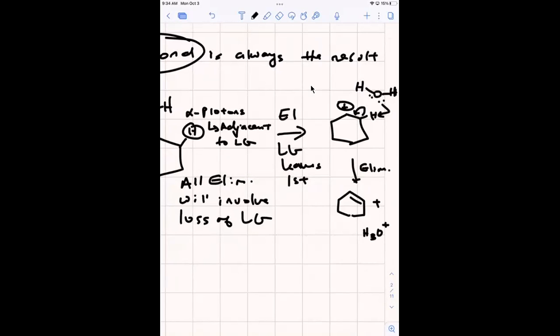Now, there are other ways to discuss this as well, because you could also have the conjugate base from the acid that we started with do that. Any questions about that? So, just like SN1, when the leaving group leaves first, you have a carbocation intermediate, and that intermediate gives up an alpha proton, and that's when the elimination happens.